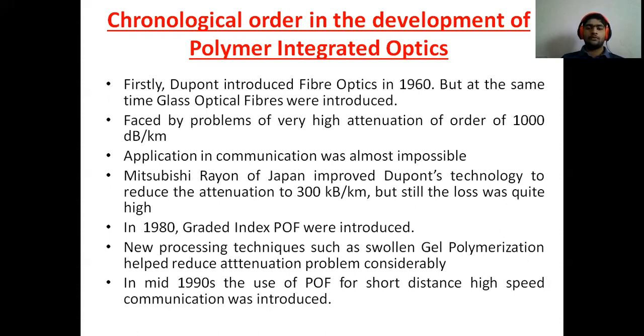Mitsubishi Rayon of Japan improved DuPont's technology to reduce the attenuation to 300 decibels per kilometer, but still the application in communication was almost impossible. The loss was also quite high. In 1980, graded index POF was introduced. New processing techniques such as swollen gel polymerization helped reduce attenuation problems considerably. In the mid 1990s, the use of POF for short distance, high speed communication was introduced.